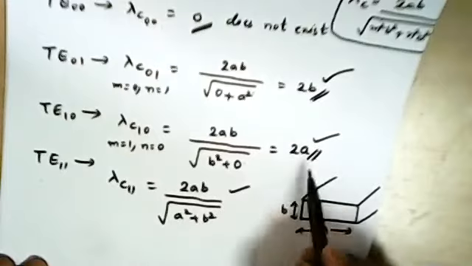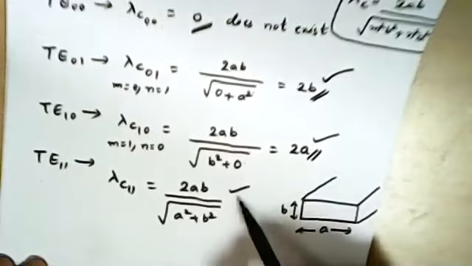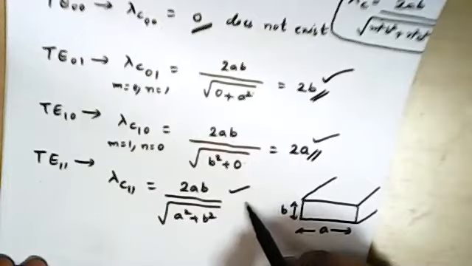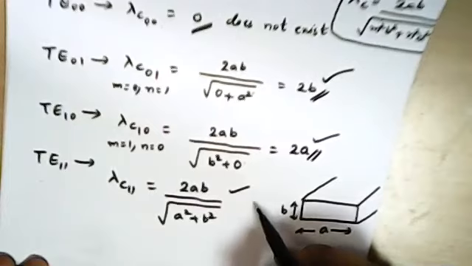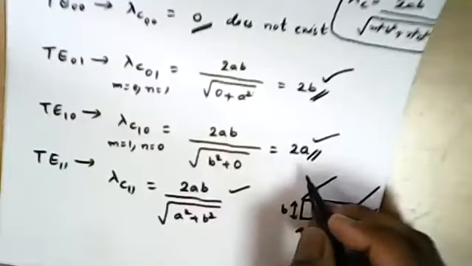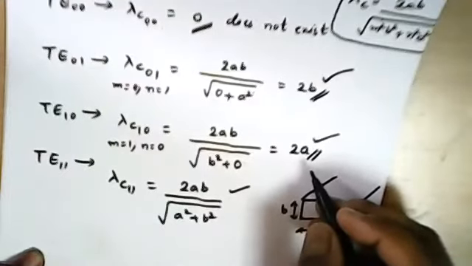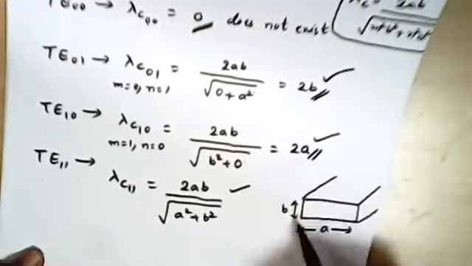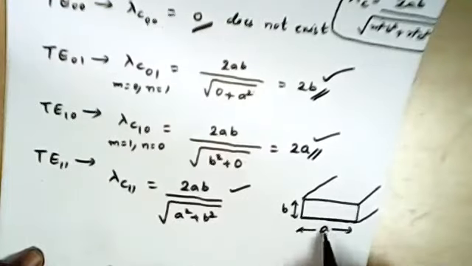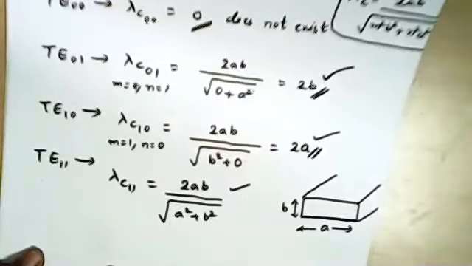Now let me know which among these three will have a higher value. Make it fast. I'm waiting for your response. 2a, sir. Fine, and I want others also to get involved and not sit idle. So 2a has the higher value here, the larger dimension of the rectangular waveguide.